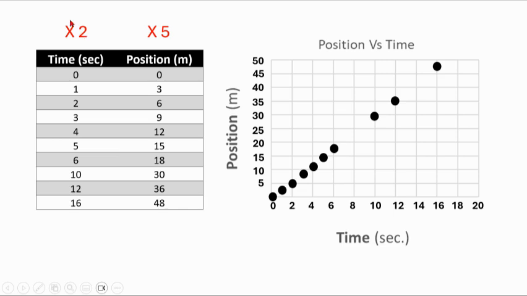So the secret is you got to kind of look at your highest numbers, look how many graph lines you have, and then multiply some number by the graph lines to see what your biggest number is going to be. And you want the biggest number to be equal or a little bit bigger than your biggest time. Same thing with position. You want your biggest position to be equal or a little bigger than the biggest position you have.